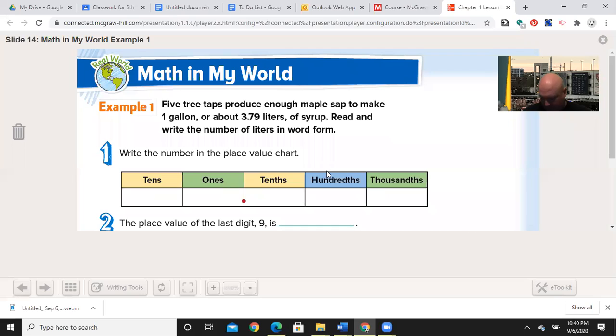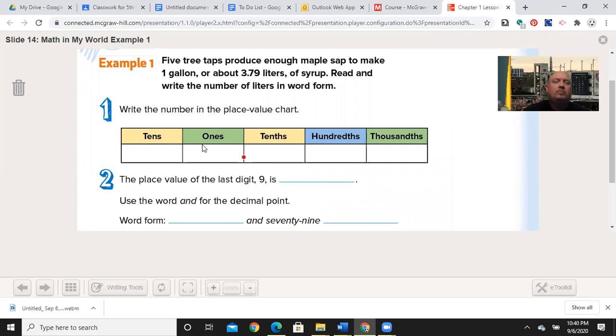Open your packets to page 43. It's where Lesson 6, place value through thousandths, begins. It starts out, a decimal can be greater than 1. For example, 1.5 is actually greater than 1. It's $1.50. All right, so example 1. 5 tree taps produce enough maple sap to make 1 gallon or about 3.79 liters of syrup. Read and write the number of liters in word form.